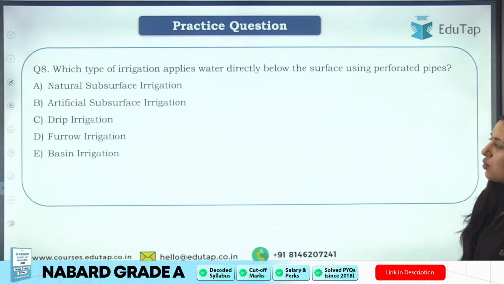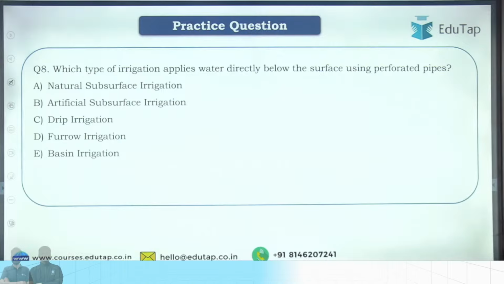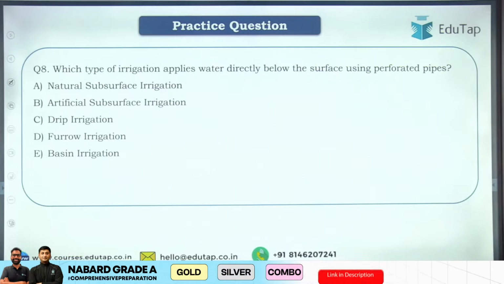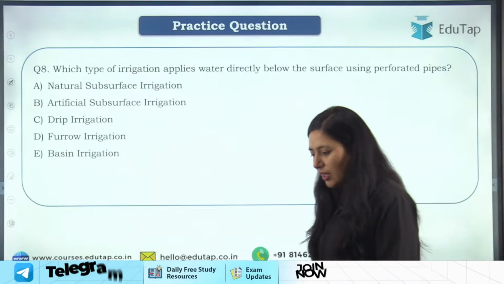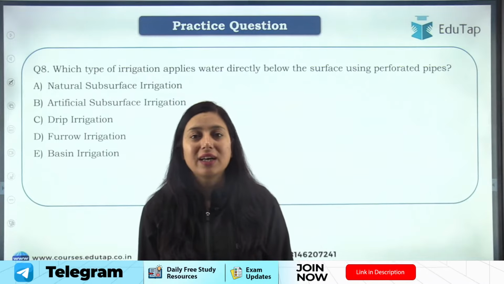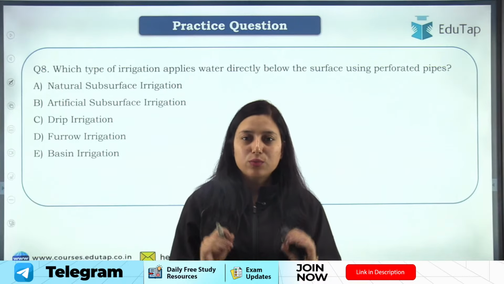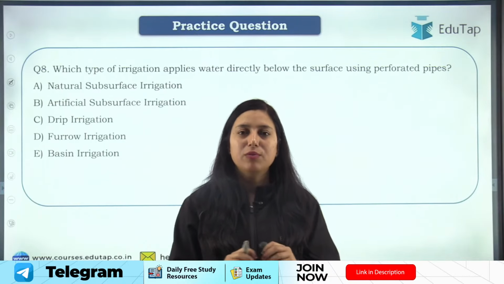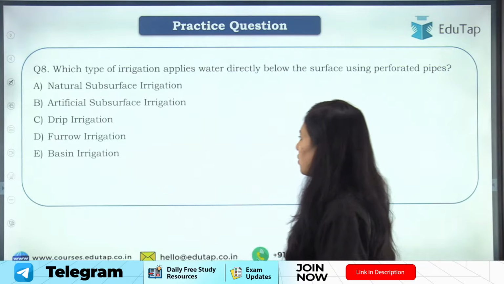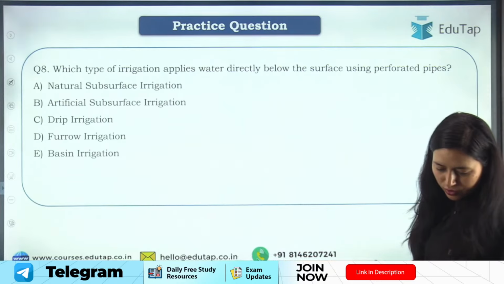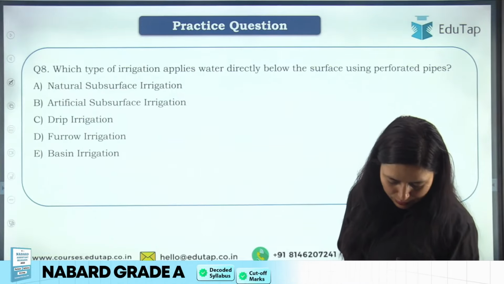Clear? Chalo, next question is which type of irrigation applies water directly below the surface using perforated pipes? Theek hai, so there is an irrigation system where we are not applying water to the surface of the soil, rather we are applying this water at the subsurface level with the help of perforated pipes. So what will be the answer here? If anybody knows the answer, please let me know.